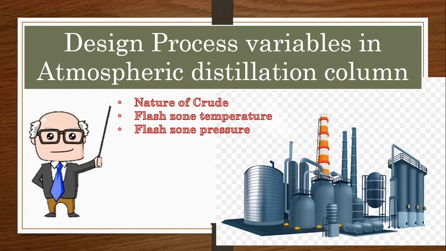In this video, we are going to discuss some design process variables used in the atmospheric distillation column, like nature of crude, flash zone, and flash zone temperature and pressure. So the process variable, the first one is the nature of the crude.